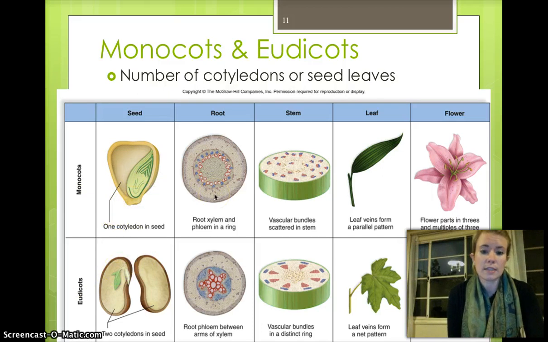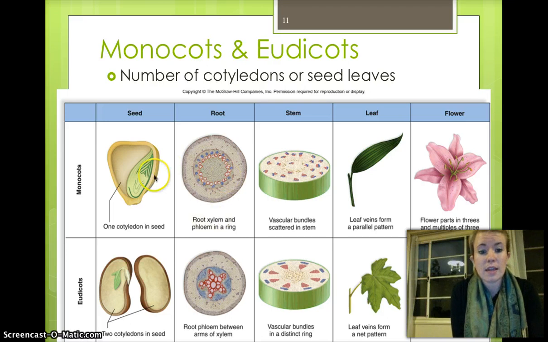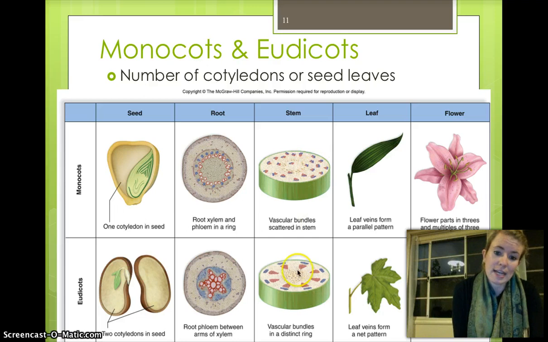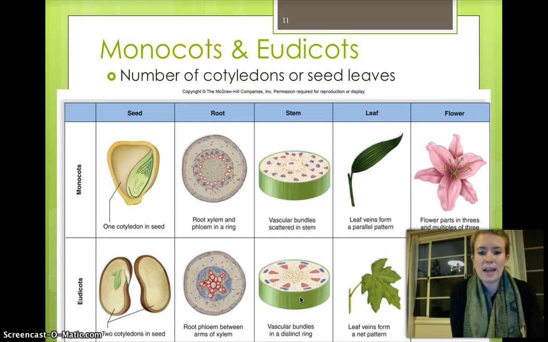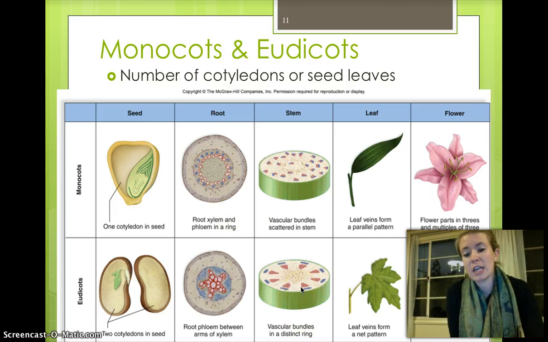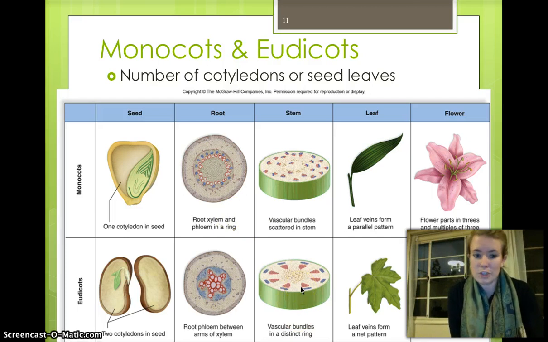Then the roots are set up totally differently. So in a root, we haven't learned about xylem and phloem, but that is the vascular tissue, and we will learn about that. So in the monocot root, the vascular tissue is arranged in a ring, and in dicots, it's in the center. And then in the stem, the vascular tissue is arranged like crazy, just scattered in bundles in the stem of a monocot, but in a dicot, it's arranged in a ring. So I still remember this from high school: monocot root, dicot stem. Monocot vascular bundles are spread in a circle in the root and spread in a circle in the stem in a dicot. Just got to remember that somehow.